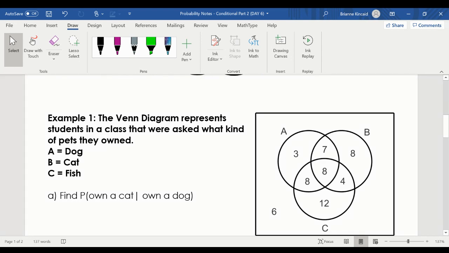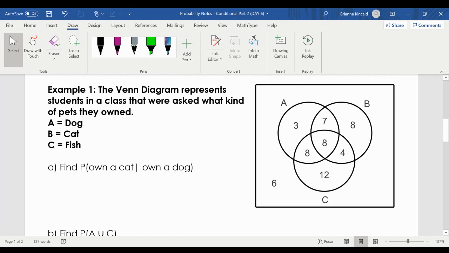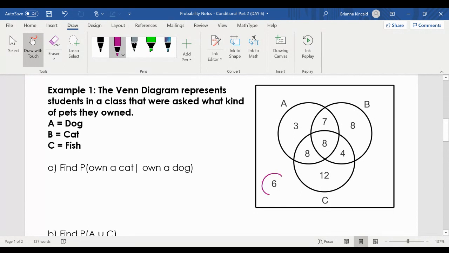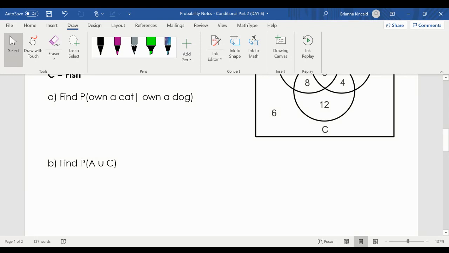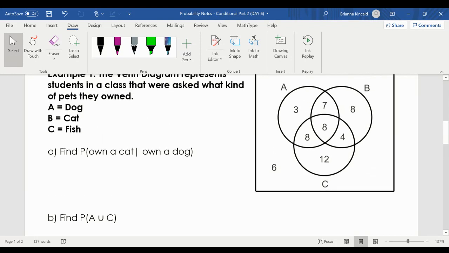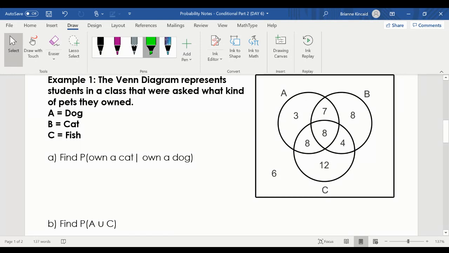So the Venn diagram represents students in a class that were asked what kind of pets they owned. Circle A is dog, circle B is cat, circle C is fish. Focus on this number out here, this 6. Remember, it's possible to own animals besides dogs, cats, and fish. Those people are still included in the survey, or these 6 people could not own any pets at all. So for A, find the probability they own a cat given they own a dog.